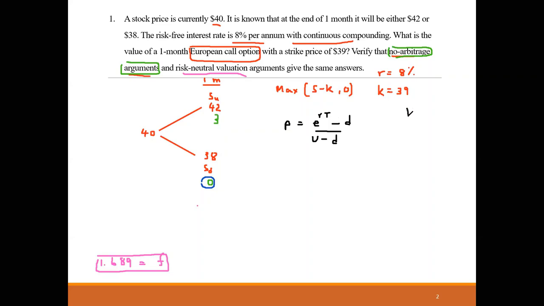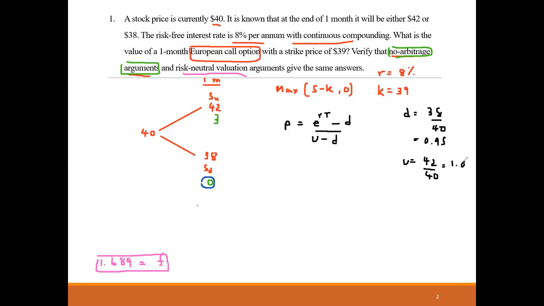Yes, you can take D by taking, if the price goes down, what is the price divided by the price today? So that is 38 divided by 40. How much would you get? 38 divided by 40 would be 0.95. And the value of U would be, take the price if it goes up, which is 42, and divide it by 40, the price today. So 42 divided by 40, you will get 1.05.